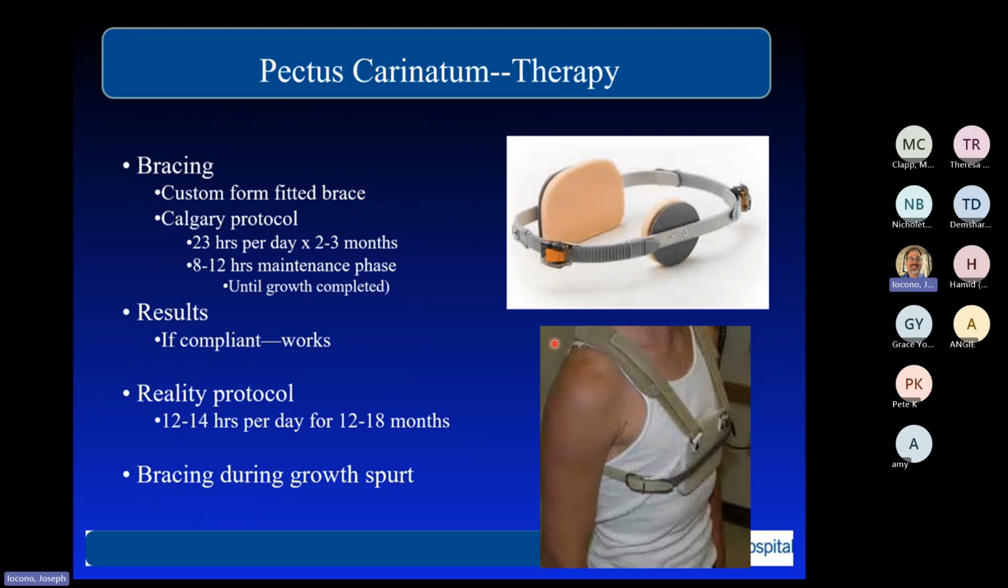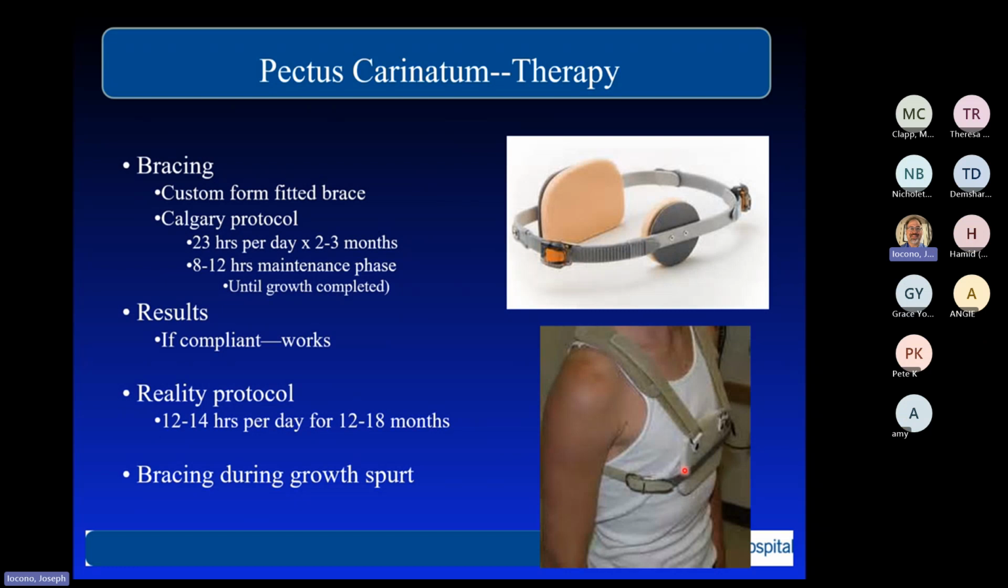Pectus carinatum surgery has been mostly replaced by brace therapy. You put a brace on, they get these things made in the prosthetics lab. You get continued pressure. The original protocol is 23 hours a day for 2 to 3 months. Those kids won't wear it that long, so I tell them to wear it 12 to 14 hours a day for a year, and it usually gets much better compliance.